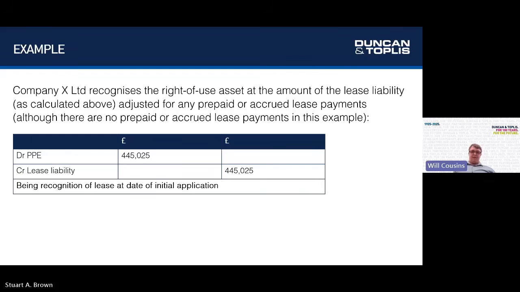At the same date, we recognise a right of use asset, which is the equivalent of the net present value of the lease liability. In our example, we've not put any prepaid or accrued lease payments, but obviously we would need to account for any if there were any. So on the initial date of the application, we've recognised a fixed asset of 445,025 as calculated and a corresponding lease liability.